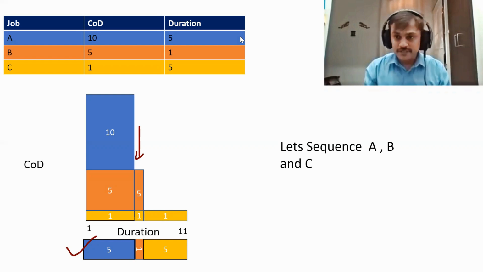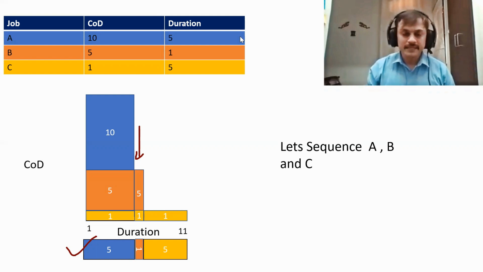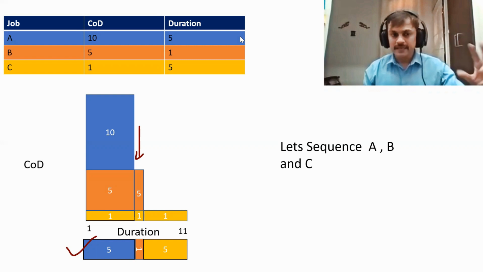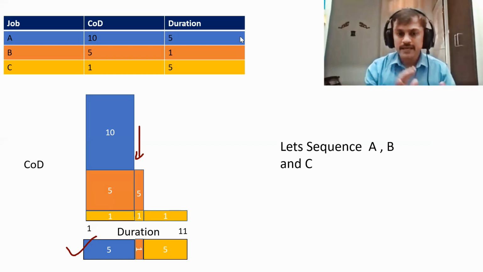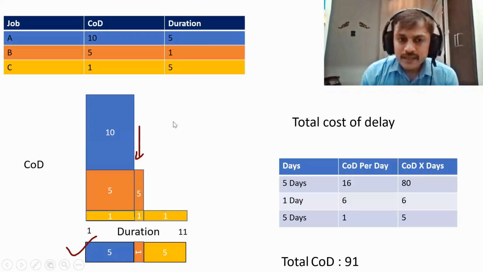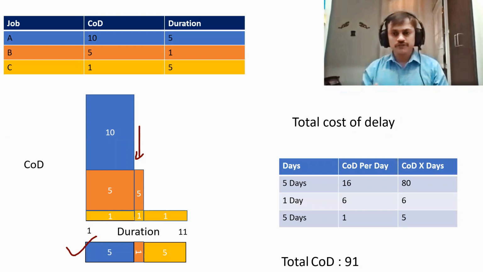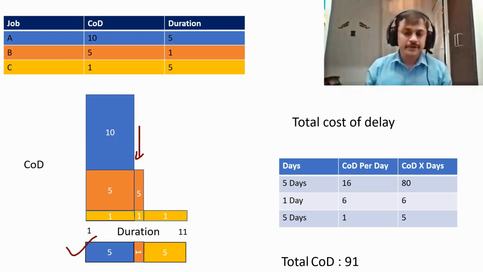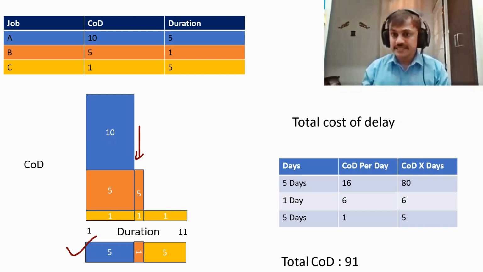And from day 7 onwards, I am incurring a cost of delay of just $1, because the other two jobs are already giving me benefits. So this is how we can see it: I'm doing job A, job B, and job C, and this is how I calculate the overall cost of delay. If I calculate the exact cost of delays, it comes to $16 per day multiplied by the number of days, which is $80, because it was not in production. So in the initial 5 days, I end up losing $80.